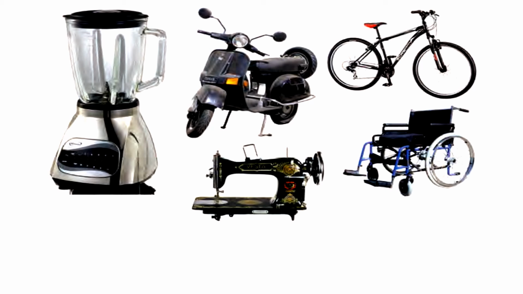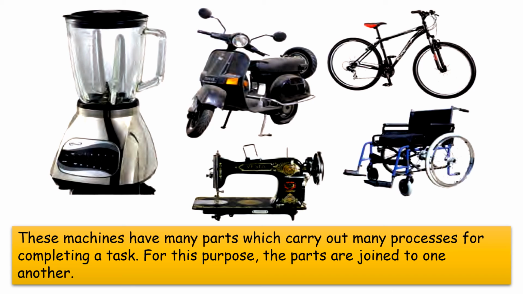Here you can see the bicycle, the wheelchair, the sewing machine, or the motorbike, or the mixers that you have in your house. These all are machines. These machines have many parts which carry out many processes for completing a task. For this purpose, the parts are joined to one another. So inside it there are many small machines joined together to make it function. So these are all machines which are helping us in doing various activities, and this type of force where machines are involved is called mechanical force.